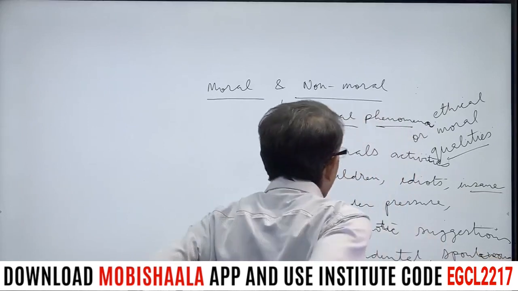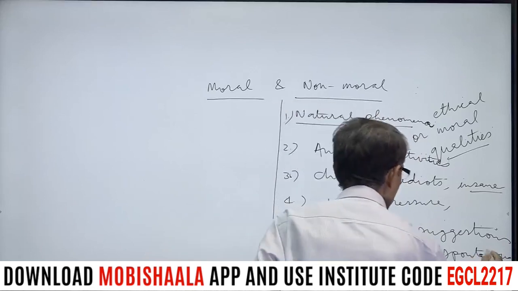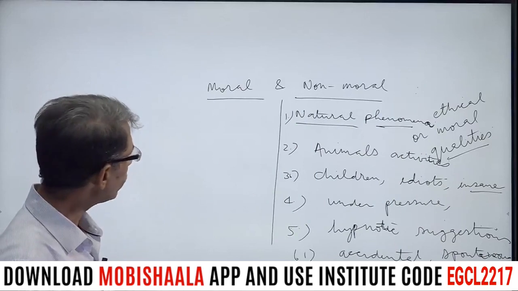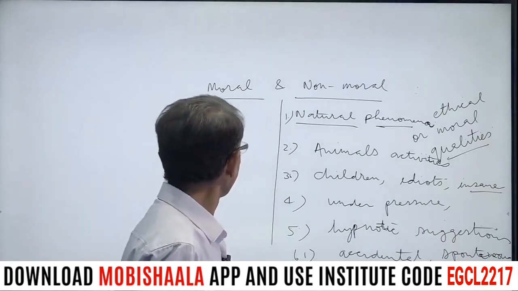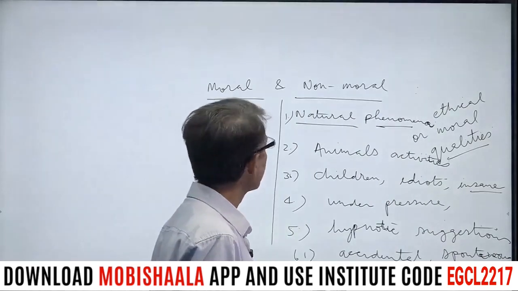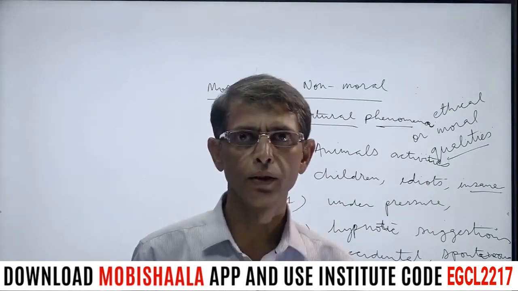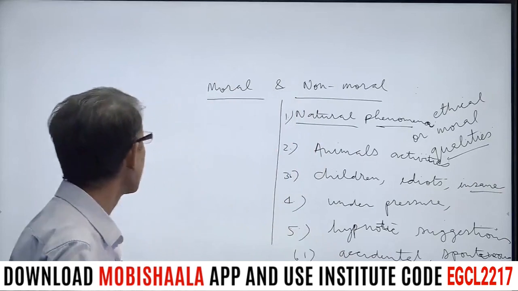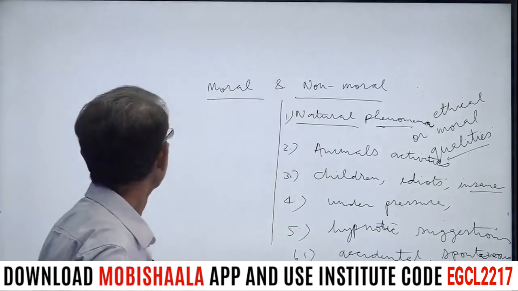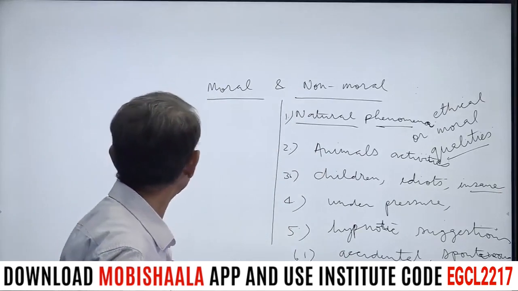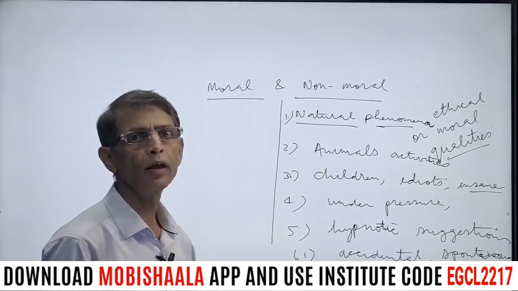Spontaneous action is also not taken as having moral quality. Okay, so these are the actions which have been defined as beyond morality. And so what is moral then?